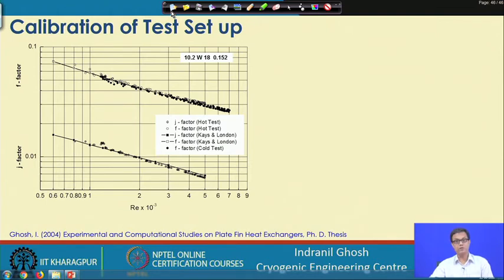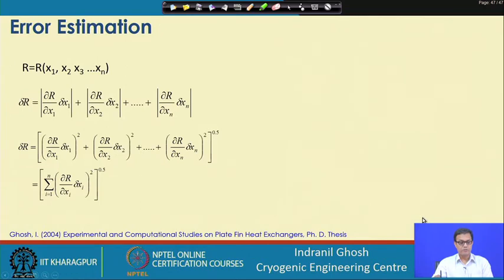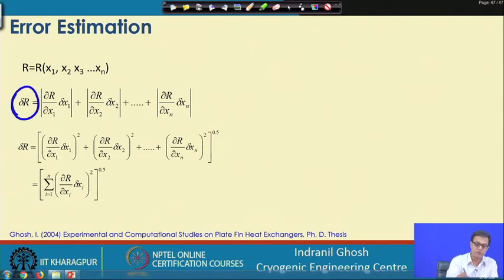So, basically what we try to understand, or try to calculate, is the random error associated with the different measurements, whereas the systematic errors are eliminated by this type of calibration of the test setup. That has been done first, and then subsequently we have tested the different heat exchanger surfaces. So, this is the random error estimation, and this is the type of expression that we use for calculation of the random errors.